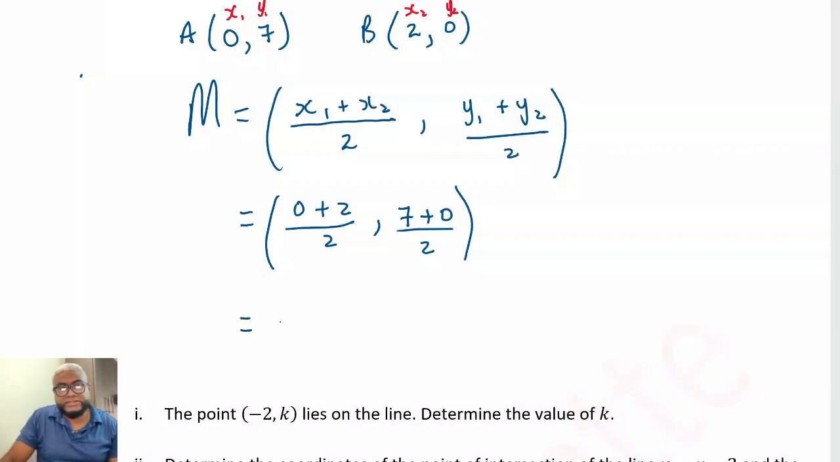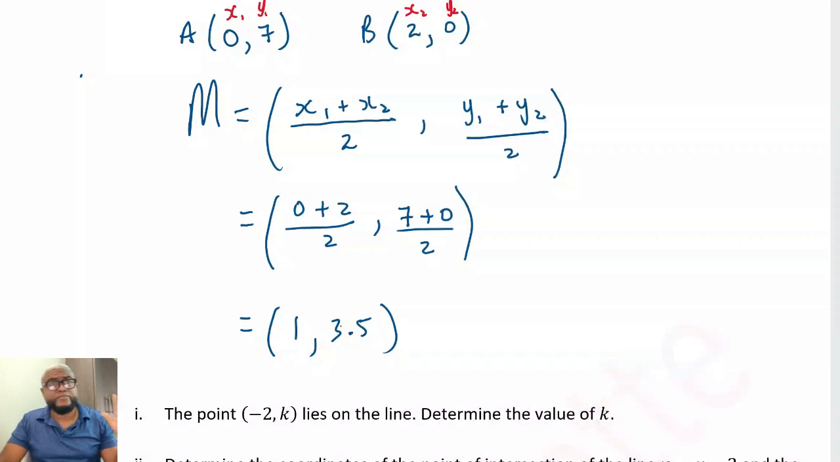Right. So this will be equal to, now, we're working it out one time. 0 plus 2 is 2, divided by 2 is 1, right? Everybody good there? 7 plus 0 is 7, divided by 2 would be 3.5, however you want to put it, right? I put 3.5. Okay, everybody good there? That is the midpoint, capital M, right? Tristan, talk to me. Good there?